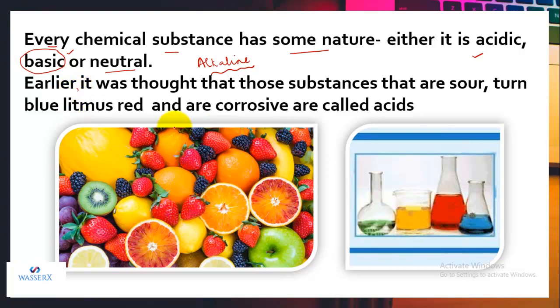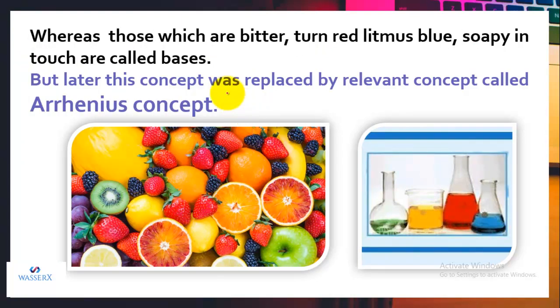Earlier it was thought that those substances that are sour or turn blue litmus red and are corrosive are called acids. The earlier scientists tried to make out what the properties of acids or bases or salts are. So they said if anything that you taste is sour, or turns blue litmus red, or is corrosive, that means the substance is an acid. Whereas if some substances, when you taste them, are bitter, turn red litmus blue, and when you touch them are soapy to touch, then they are called bases.